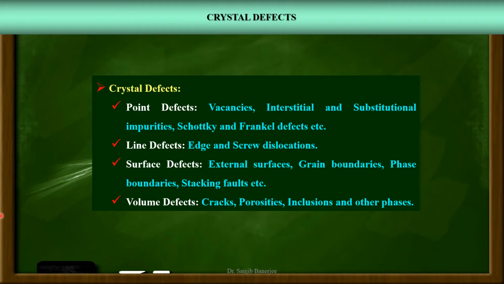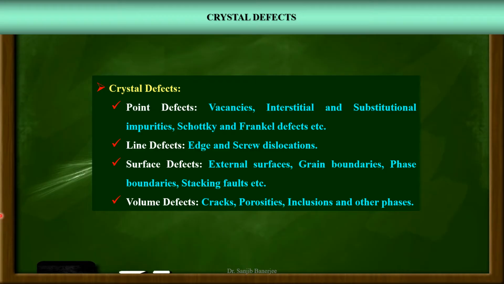Next we study about the crystal defects. In nature, it is always difficult to find perfect crystals, or in other words, there will always be imperfections or crystal defects. Now, depending upon the dimensions, crystal defects are broadly classified into four categories: point defects, line defects, surface defects, and volume defects.